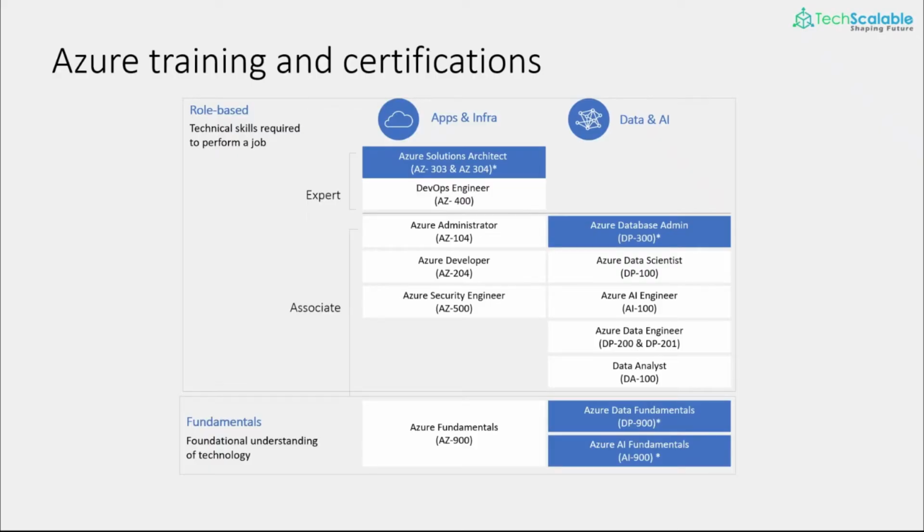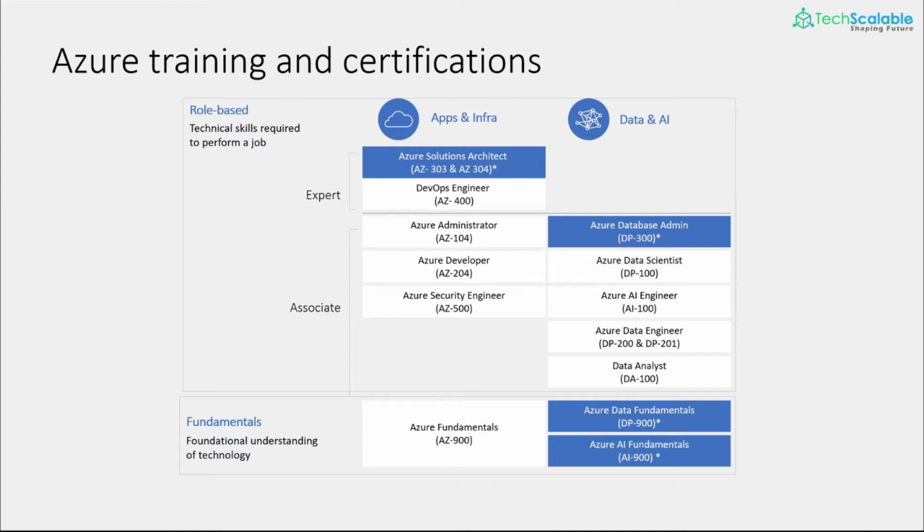To start your journey with the cloud platform, you need to understand the fundamentals of the cloud. The AZ-900 certification focuses on that, so you can go for it. In case you are looking for data fundamentals, or the data platform is of interest to you, you can go for DP-900. And those who want to get started with the AI part can focus on AI-900.